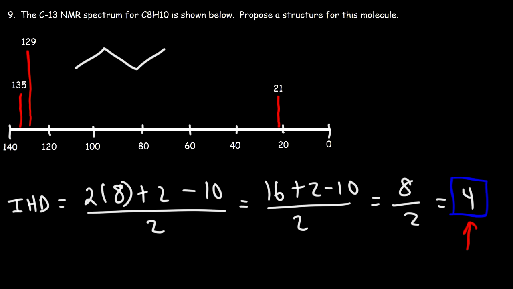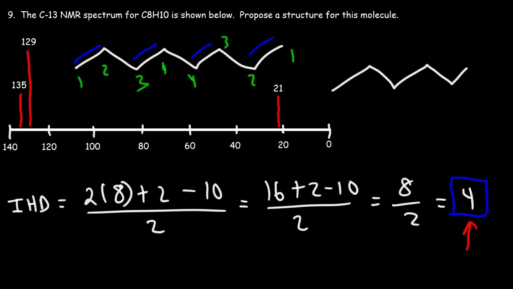Well, let's draw a structure with 8 carbons and 4 double bonds. So this would be 1, 2, 3, 4. This particular structure will not give us 3 signals. This would show up as signal 1, 2, 3, 4, and that's not including cis and trans effects. Now, if we attempt to, let's say, branch it off, which we could, this still won't give us the answer that we need. So this would be 1, 2, 3, 4, 5, 6.